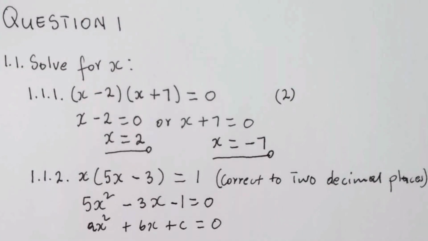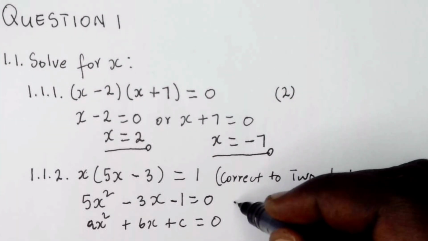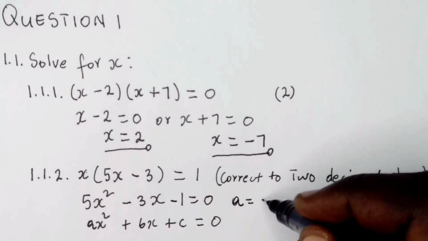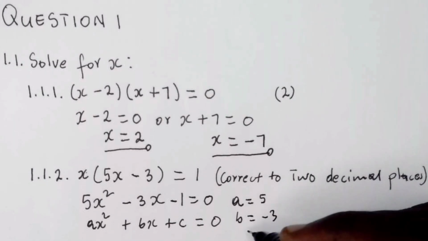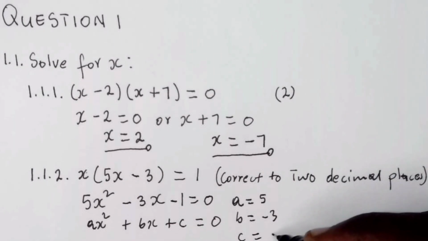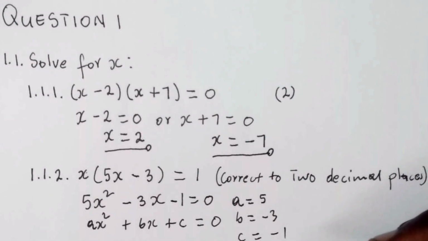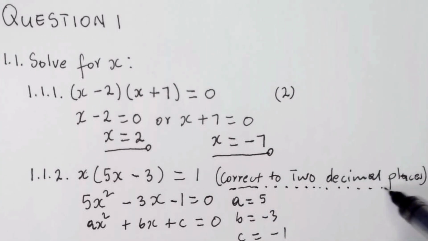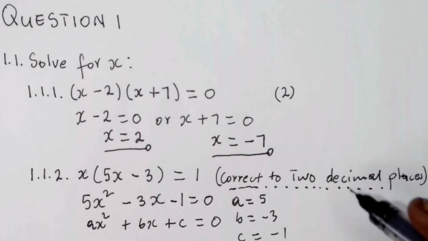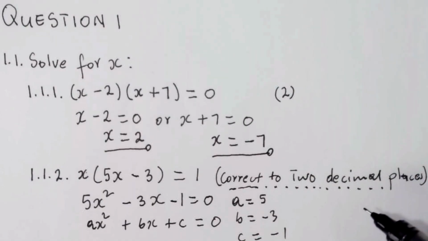So now, what is next? We need to rewrite this like this. A is going to be positive 5, and b is going to be negative 3, and then c is going to be negative 1. Why is this very important? It's because in this one, we are going to use the quadratic formula to solve. How do we know? It's because they've mentioned this. Most of the time in your question paper, if you see something like this, just know there are no factors. You need to use the quadratic formula.